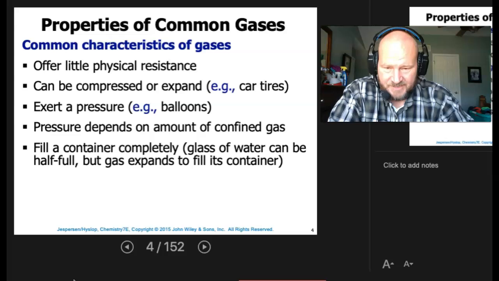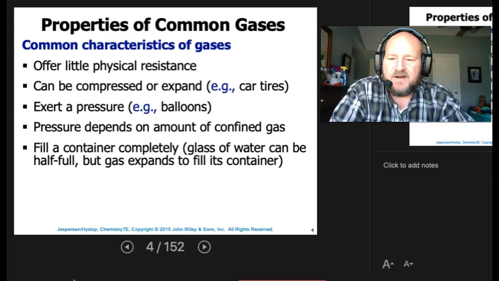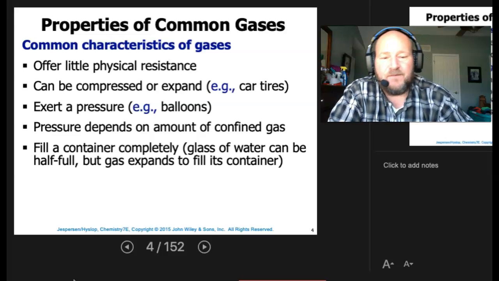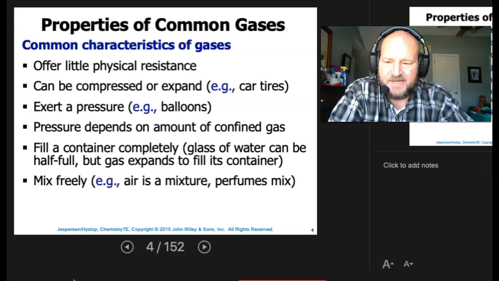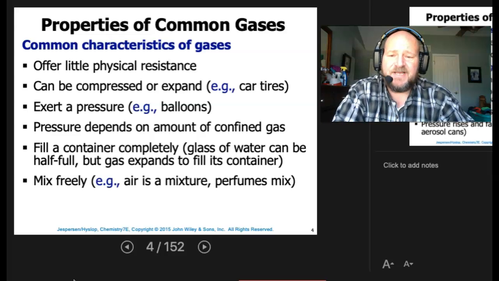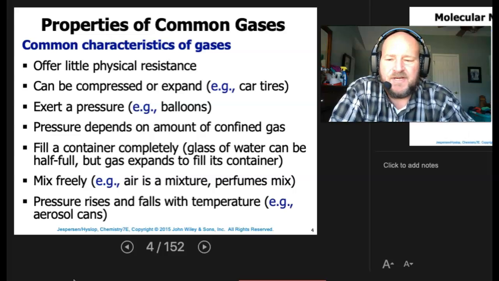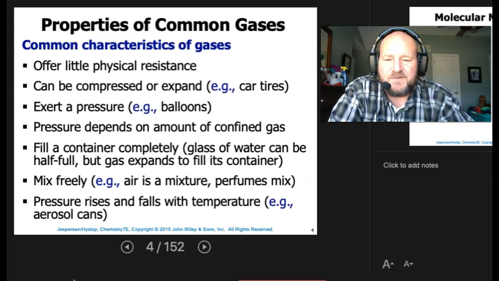A glass of water can be half full, but gas will expand to fill its entire container. So you can't fill the container half full, right? Once we put a gas in a container, it will occupy the entire volume of the container. We can mix them freely. So air is a mixture, perfumes are mixtures. Pressure rises and falls with temperature. So we're going to look at that dependency as well.